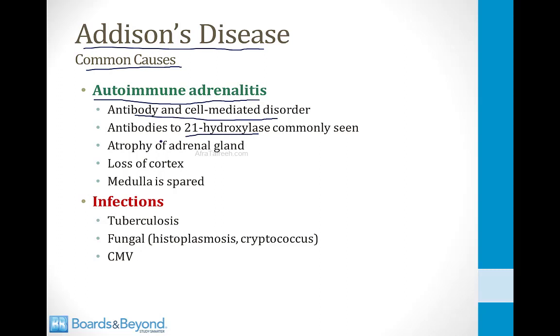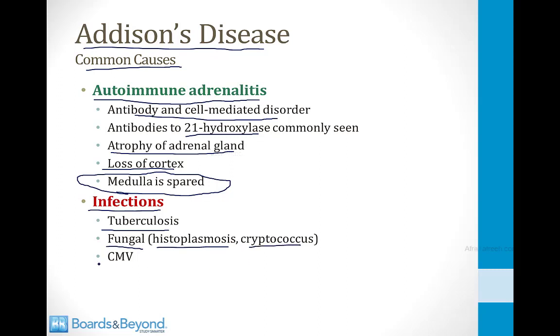And the autoimmune destruction results in atrophy of the adrenal gland and loss of the cortex. Interestingly, the medulla is generally spared in this condition. It's just the cortex and the cortical hormones that are lost. Other reasons why you can have your adrenal gland fail include a number of infections. So tuberculosis classically infects the adrenal glands. Certain fungi, if they become systemic, can infect the adrenal glands, including histoplasmosis and cryptococcus. And finally, there are reports of cytomegalovirus also infecting the adrenal gland and leading to primary adrenal insufficiency.